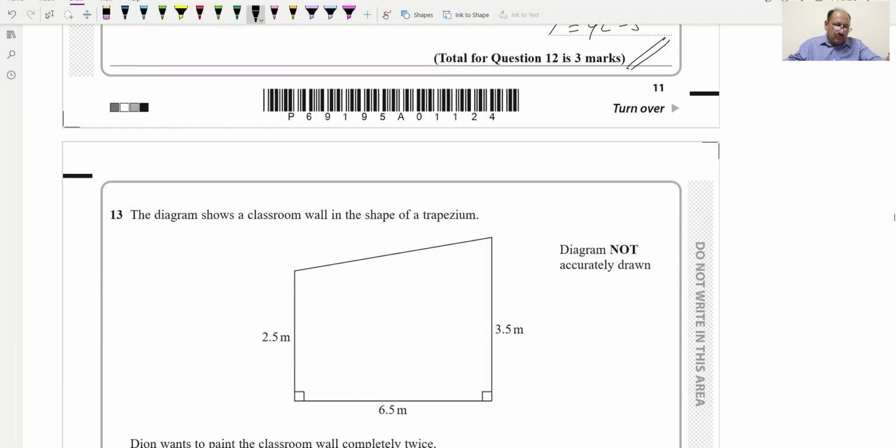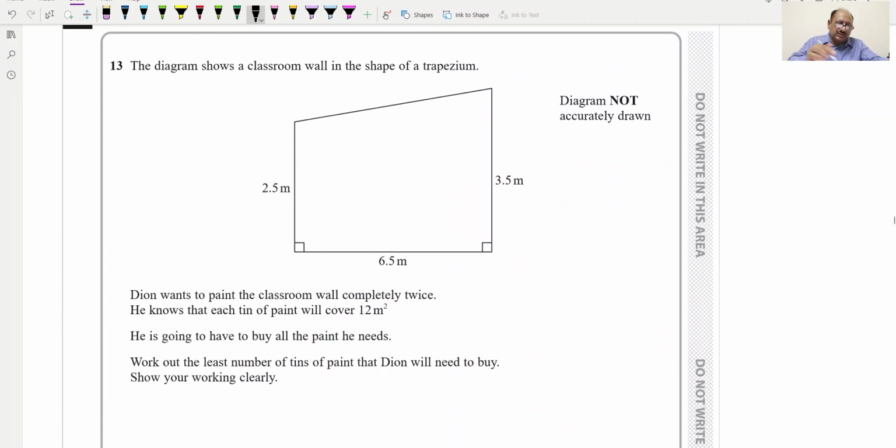This is done. Now question number 13 says the diagram shows a classroom wall in the shape of a trapezium. The diagram is not accurately drawn. Dion wants to paint the classroom wall completely twice. This is important: twice, so 2 times. He knows that each tin of paint will cover 12 meters squared. He is going to have to buy all the paint he needs. Work out the least number of tins of paint that he will need to buy.